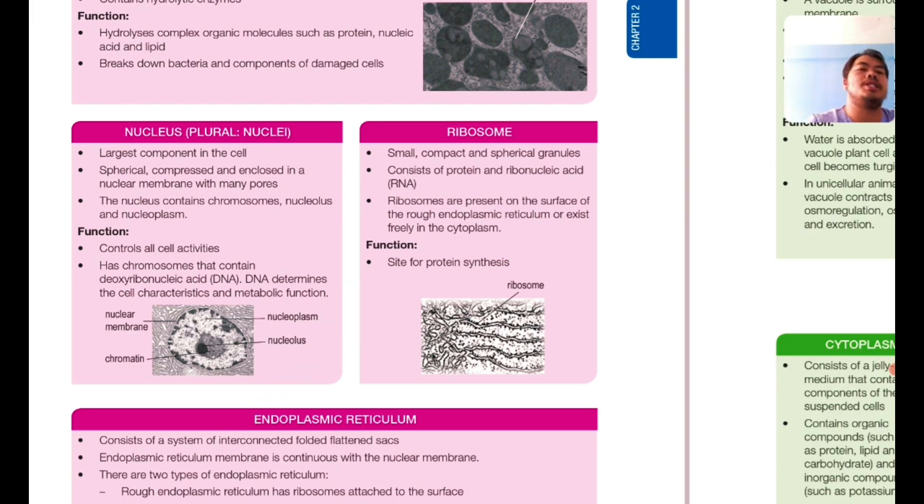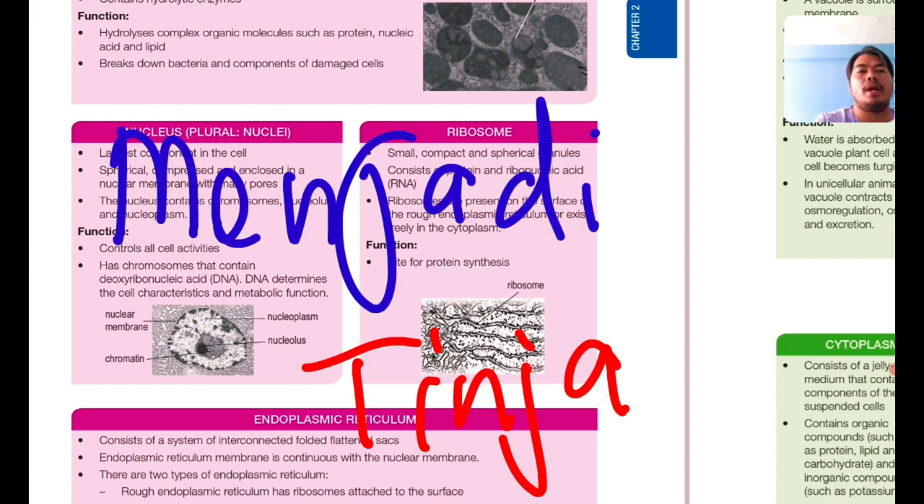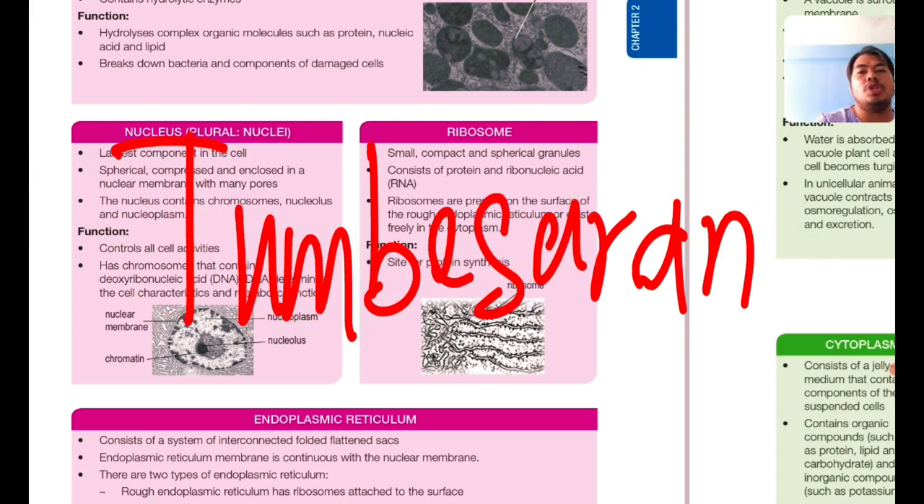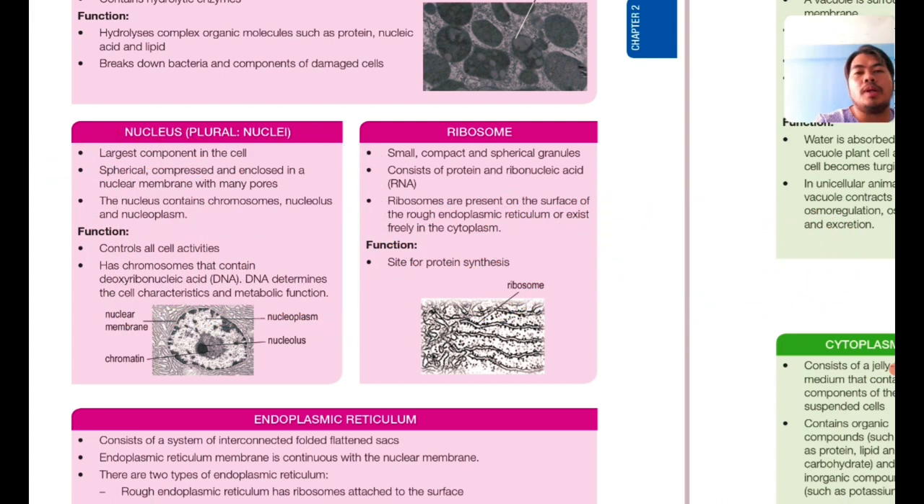So what is the function of the ribosome? The function of the ribosome is the site for protein synthesis. The protein is synthesized in the ribosome. Without ribosomes, the protein that we consume through our food will not be synthesized and will go out through our feces. Ribosomes play a critical role in our cells and have a lot of impact on our growth, in terms of using the protein molecules that we consume through food.